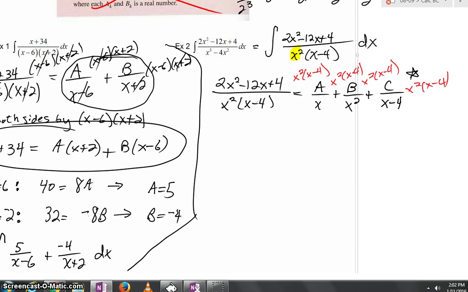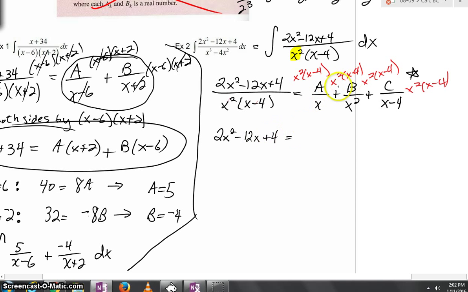Okay, continuing where we left off with part 2 of the lesson of 8.4, we had just begun to look at the decomposition for this second problem. What you would have to do as you continue with this partial fraction decomposition is first multiply everything through by the LCD, namely x squared times x minus 4. The left side works out very nicely to 2x squared minus 12x plus 4.